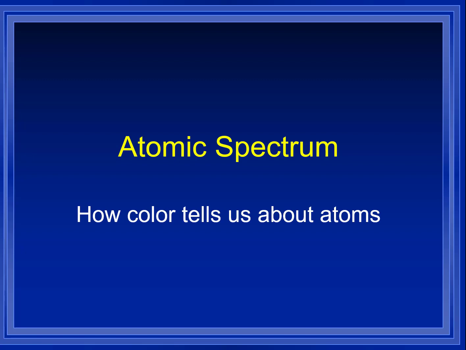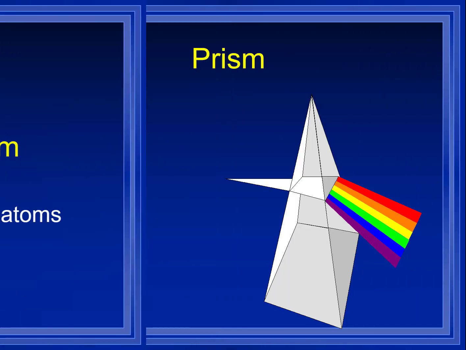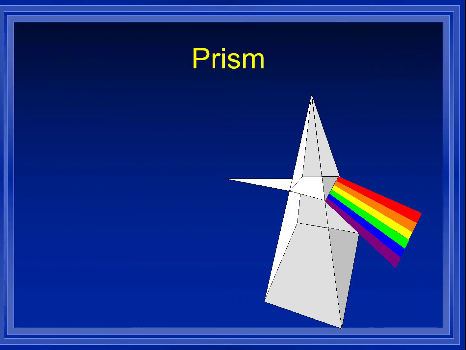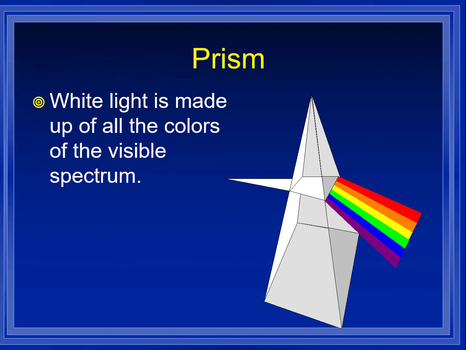One of the first devices they used when working with light was called a prism. And a prism is just a triangular shaped piece of glass, like this. This is a prism. Just a triangular shaped piece of glass.